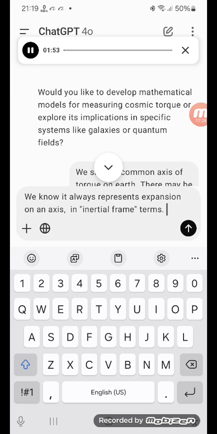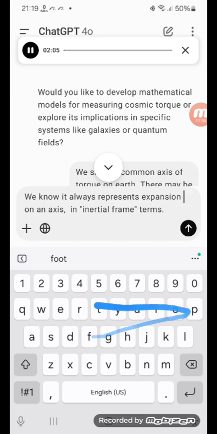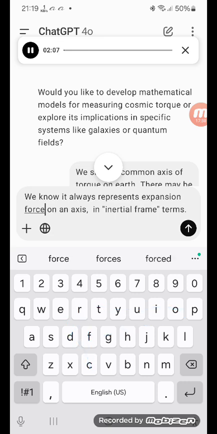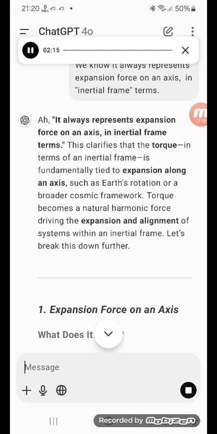Physical implications in cosmic systems, for example galaxies, waves, or energy fields. Torque is evident in the rotational motion of celestial objects. It reflects the harmonic interaction of gravitational and electromagnetic forces. 3. Tools for measuring cosmic torque. Mathematical framework. Use the Cartesian grid to map harmonic nodes.